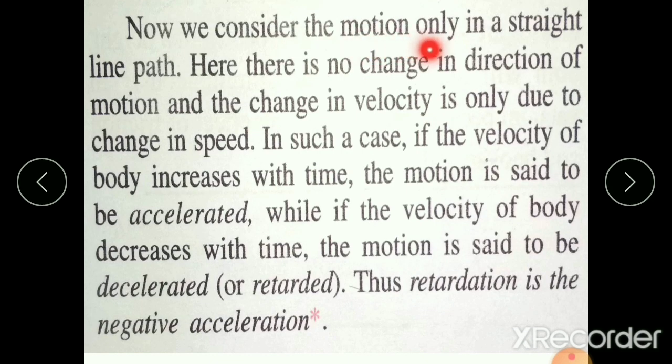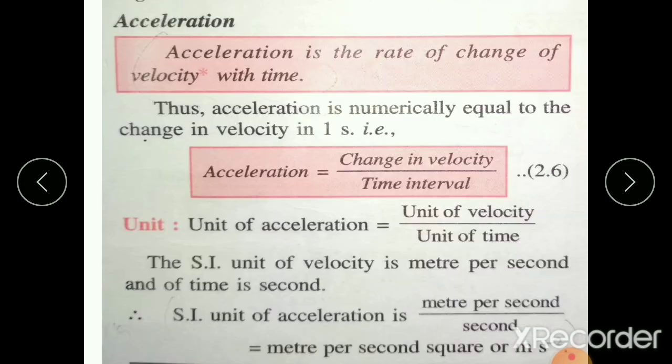Now consider the motion only in a straight line path. Here there is no change in direction, and the change in velocity is only due to change in speed. In such a case, if the velocity of a body increases with time, the motion is said to be accelerated. While if the velocity of the body decreases with time, the motion is said to be decelerated or retarded. Thus, retardation is a negative acceleration.